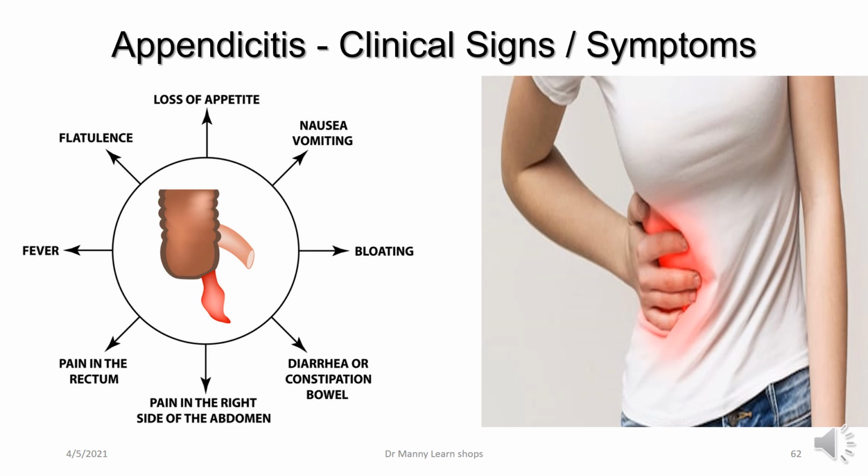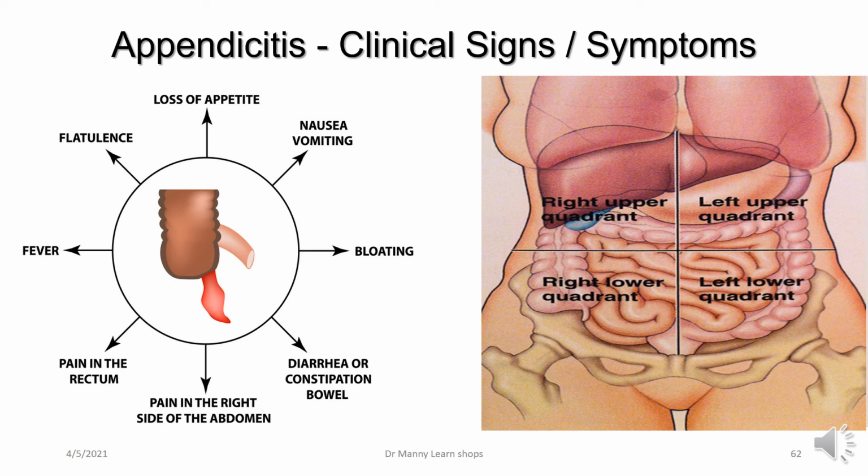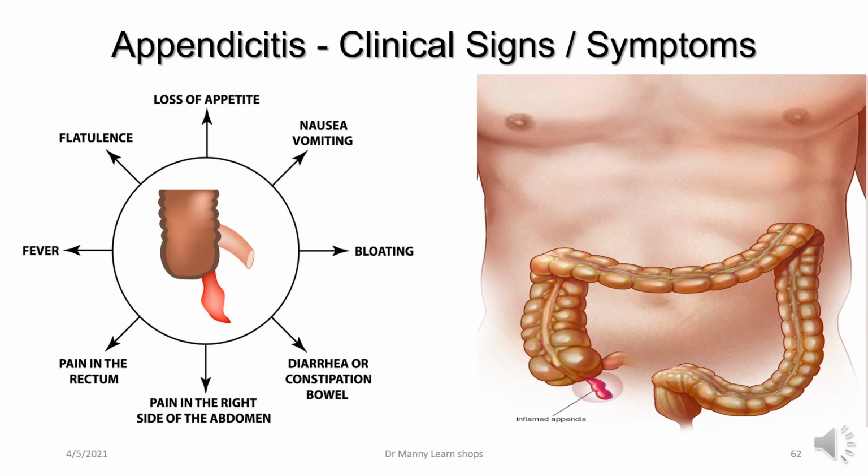Then you've got appendicitis. What are the clinical signs and symptoms of appendicitis? Loss of appetite, nausea, vomiting, feeling bloated, could be diarrhea and constipation, pain in the right side of the abdomen, right lower quadrant, right upper quadrant, pain in the rectum, referred pain. They could have a fever because of inflammation. There could be flatulence or gas being passed. Remember your 4 quadrants, right upper, right lower quadrant in particular, even the umbilical region. Appendicitis means that the appendix is obstructed and inflamed and potentially could rupture.